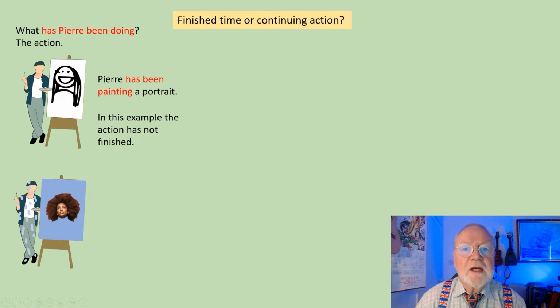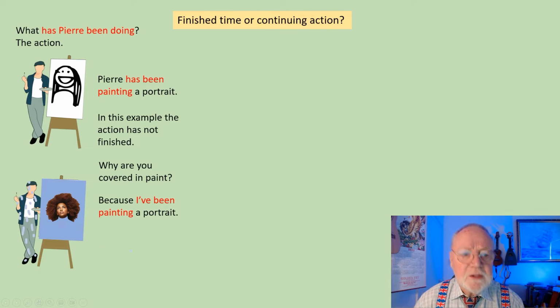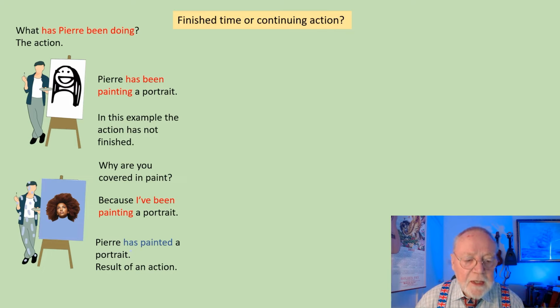But suppose we see Pierre walking down the road later on and he is covered in paint. We would ask him, why are you covered in paint? And he would answer, because I've been painting a portrait. That's present perfect continuous. But is he painting the portrait now when we see him? No, he isn't. The activity has actually finished. And then we can use the present perfect to describe that action. Pierre has painted a portrait. It's the result of the action.